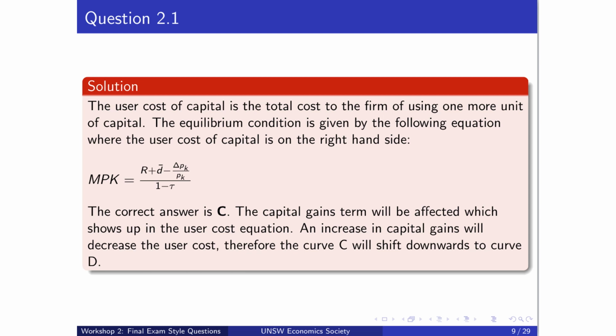In this question, we know that the capital gains term will be affected, and this term shows up in the user cost equation. Therefore, we are only considering curves C and D. We can rule out options B and D now. From the equation, we can see an increase in capital gains will decrease the user cost. Therefore, curve C will shift downwards to curve D.